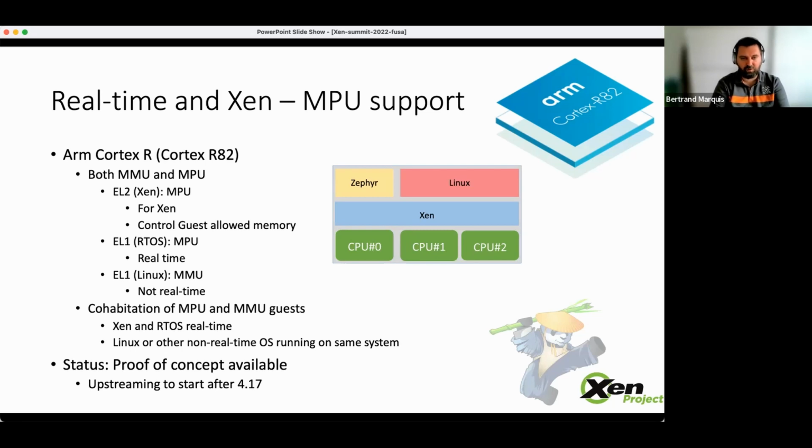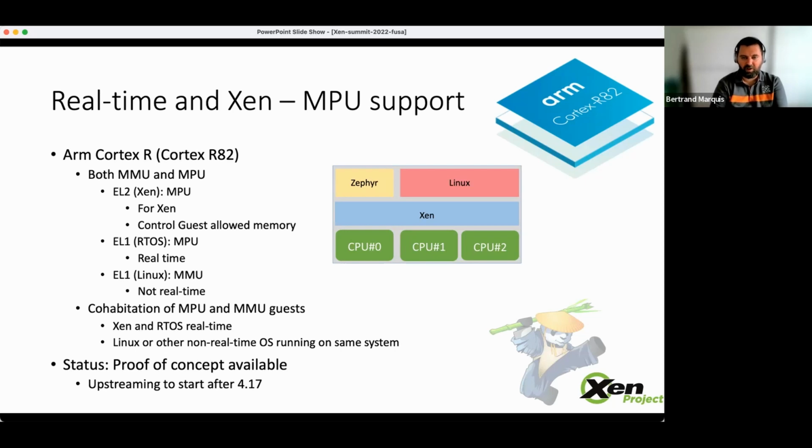So ARM has introduced in the Cortex-R family, and specifically in the R82, both MPU and MMU support. At EL2 level, so that's the level where Xen is present, there is only an MPU, which means that Xen itself and the guest creation depends on the MPU. So you just define what memory is accessible by a guest, but you cannot translate. At the EL1 level, where guests are running, guests can use either an MPU or an MMU, but not both.